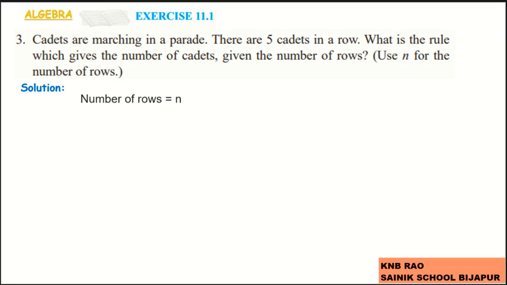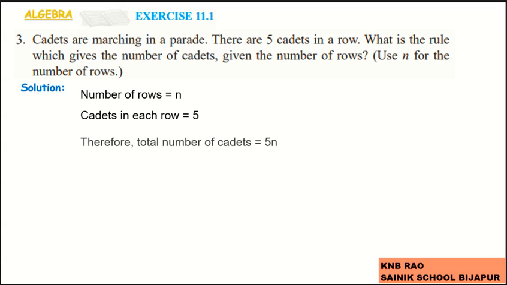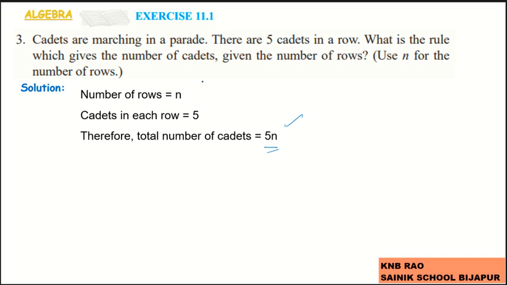Here the number of rows is given as n. Cadets in each row is 5. Therefore, the total number of cadets will be 5 times n. So this is the rule: 5 times n. If I multiply the number of cadets in a row by the number of rows, I will get the total number of cadets in that parade.